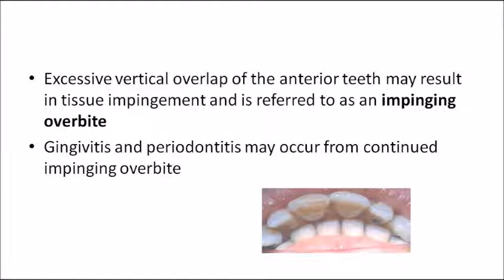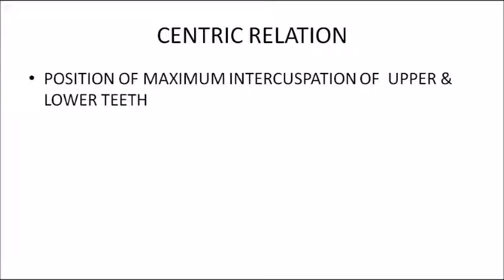Now, when there is an excessive vertical overlap or excessive overbite of the anterior teeth, this might result in tissue impingement, and that is called impinging overbite. So, impinging overbite is a pathological condition when there is excessive overlap of the lower anterior teeth by the upper anterior teeth, and there is impingement of the upper gingiva by the lower anterior teeth. This pathological condition can result in gingivitis and periodontitis over a long period of time. So we have seen overjet and overbite, which are relatively important for the anterior teeth.